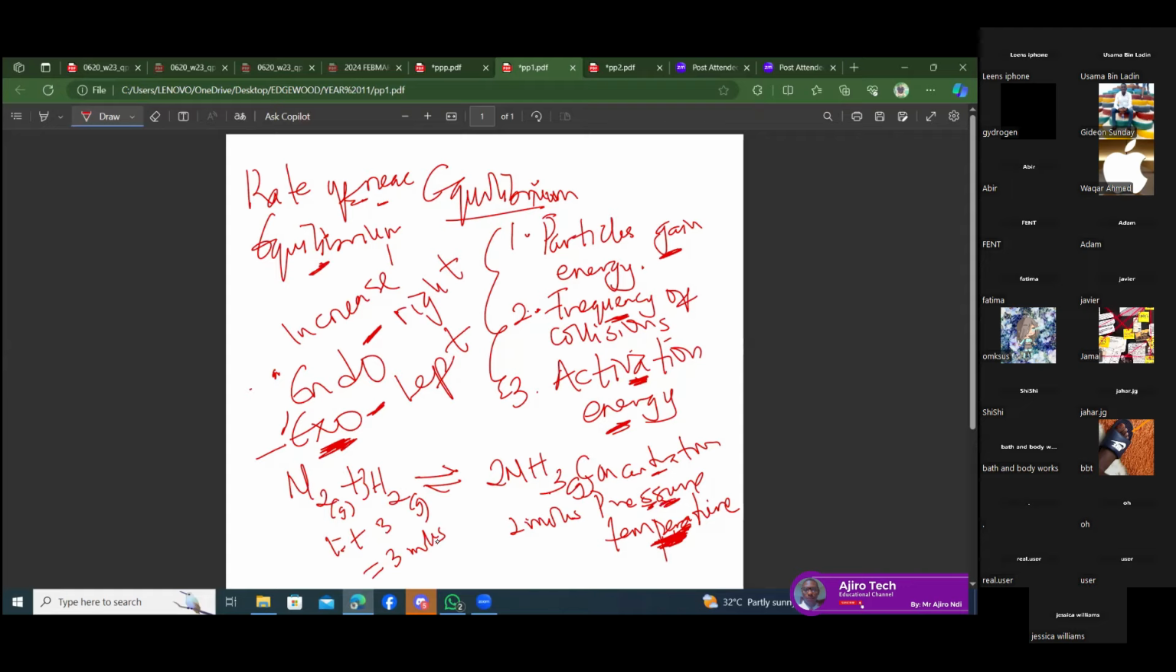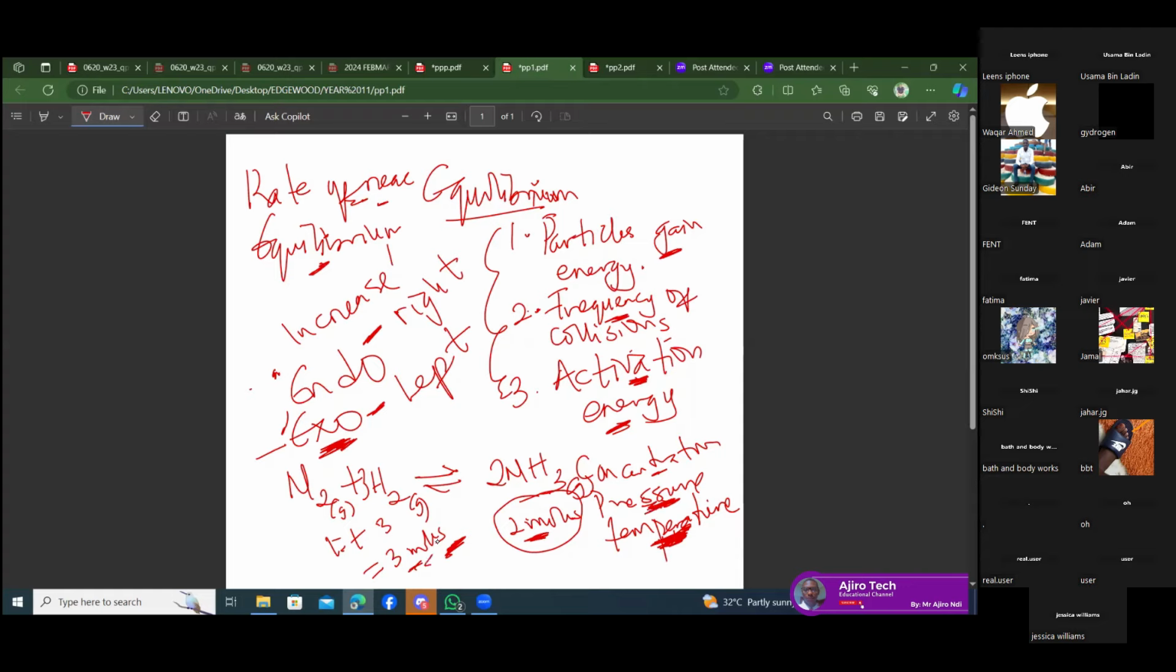Okay, so increase in pressure will favor the side with lesser number of moles. I repeat, increase in pressure will favor the side with lesser number of moles. So if I increase the pressure of this reaction of the Haber process, equilibrium will shift to where there is lesser number of moles. So 2 moles is on the right, 3 moles is on the left. Since there are lesser number of moles on the right, equilibrium shifts to the right when I increase the pressure. But when I decrease the pressure, equilibrium shifts to the side where there are more moles. So where there are more moles is simply here. So equilibrium shifts to the left.